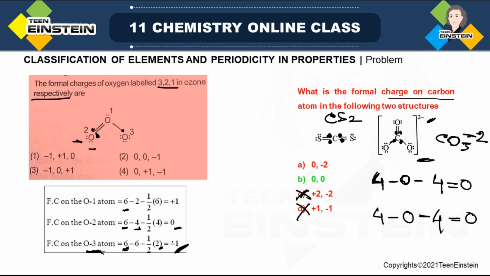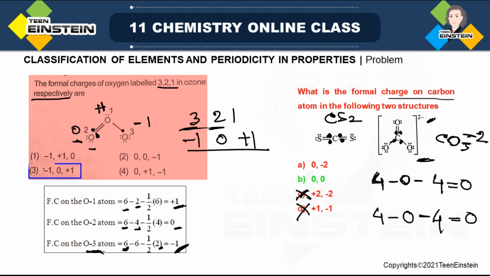And the middle oxygen, which is number 1 oxygen. Here non-bonding electrons left are only 2. And the total number of bonds is 3, that means 6 electrons. So 6 by 2. So that is why here the charge is +1. Okay. So 0, then +1, then -1. But remember, you have to follow these respectively: 3 first, then 2, then 1. And 3 is -1, then number 2 oxygen is 0, and this is +1. So this you can find in option 3. Okay.